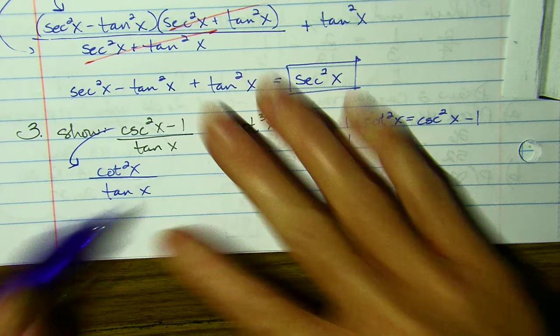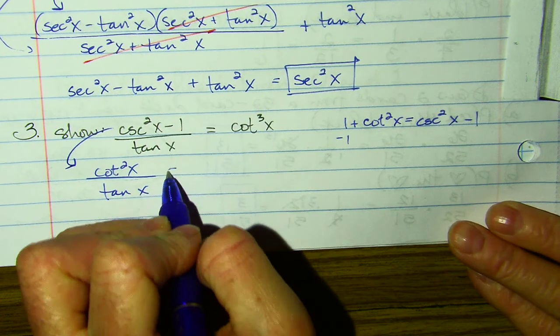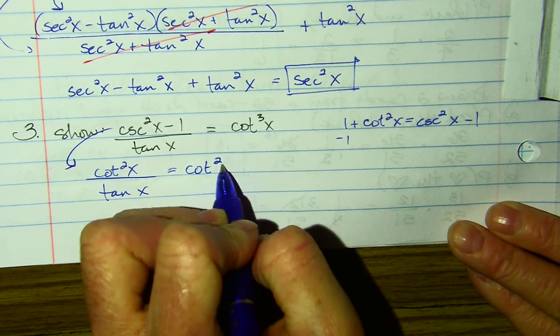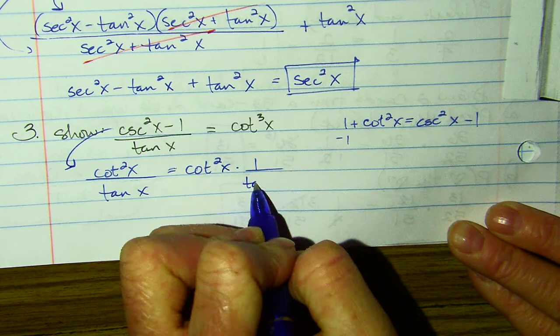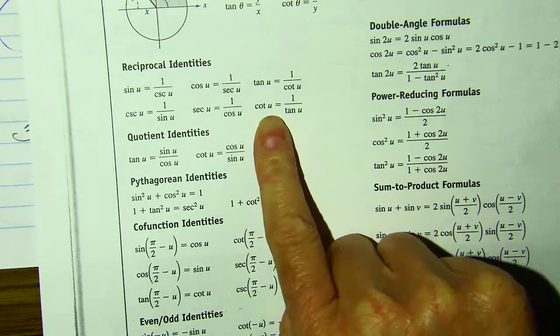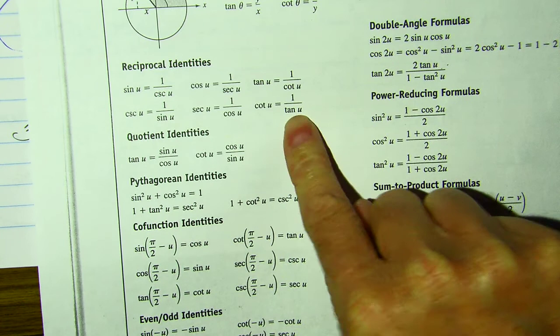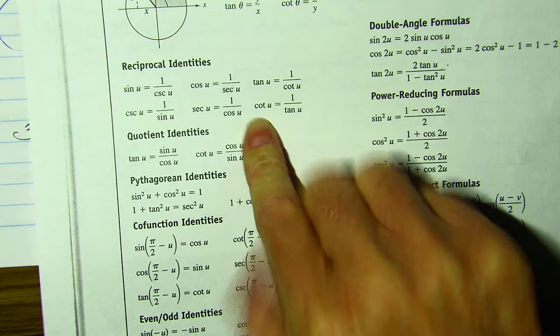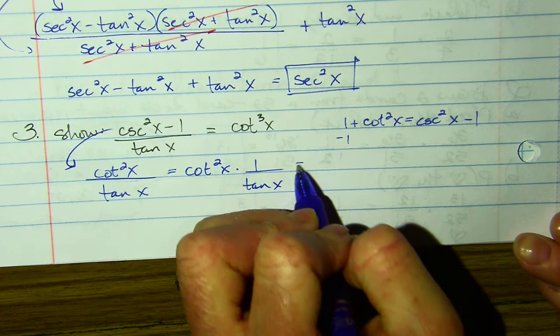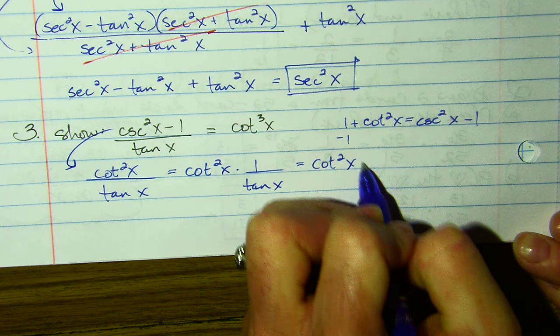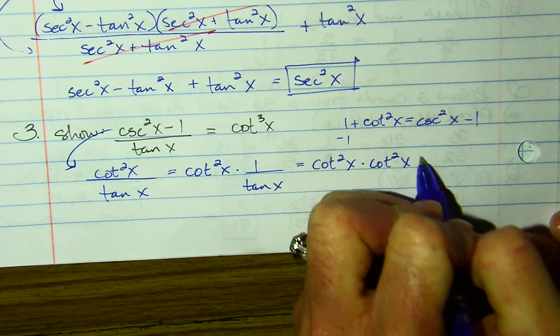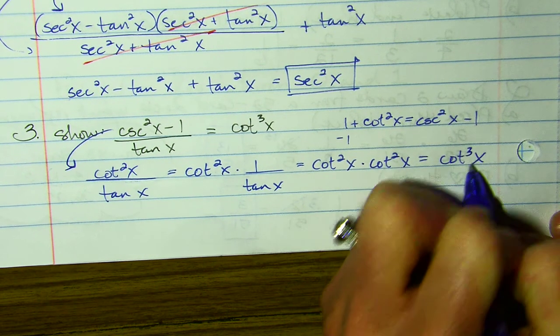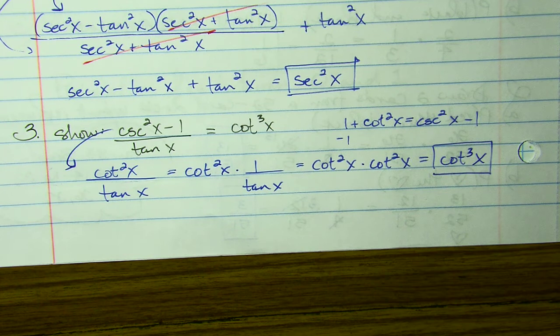Now this is going to help me get to the cotangent cubed, right? Because I now have the cotangent squared of x times 1 over the tan of x. And based on my reciprocal identity, 1 over the tangent of u, or any letter, equals the cotangent of u. So this is now the cotangent squared of x times cotangent of x, which equals cotangent cubed of x. So that might have been a little too much, but it does work out perfectly.